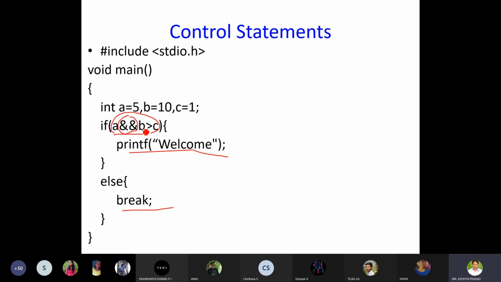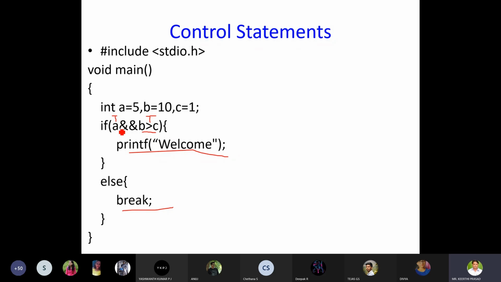Okay, just tell me, B greater than C, is that true or false? True, sir. So this is true. Okay, what about A? A is what? 5. Is 5 true or false? True, sir. Okay. Then what are you expecting?